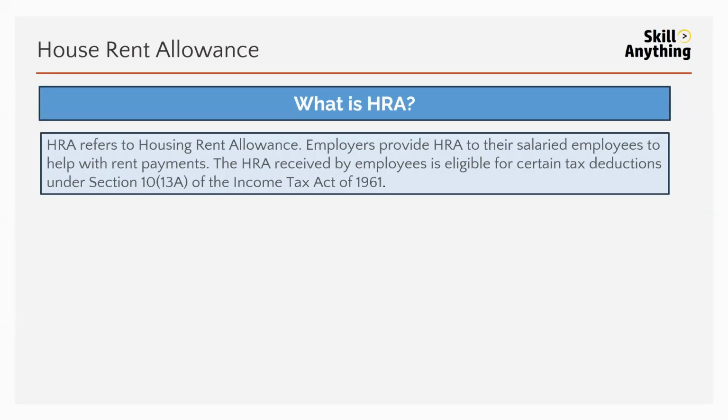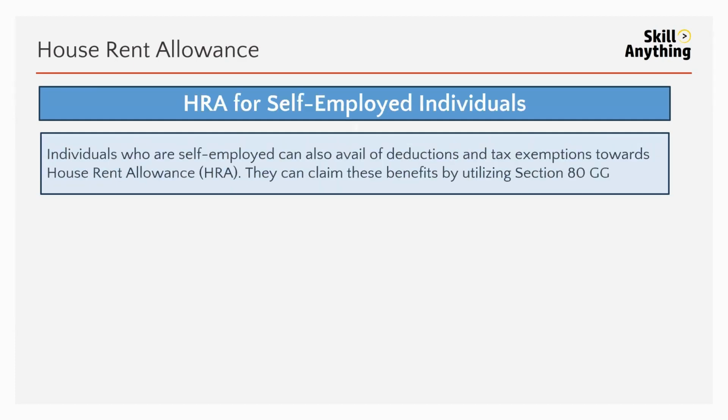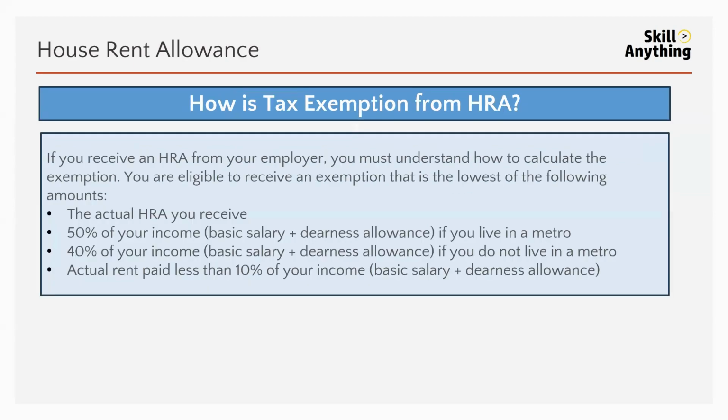So what is HRA? HRA refers to house rent allowance. The employer pays it to their employee to help with rent payments. Whichever employees get HRA are eligible for tax deduction under section 10(13A) of the Income Tax Act 1961. HRA for self-employed: self-employed individuals can also avail the HRA tax exemption benefit by utilizing section 80GG. Now, the tax exemption for HRA.